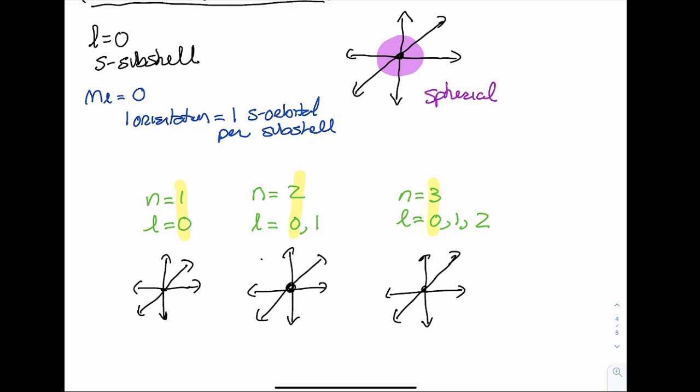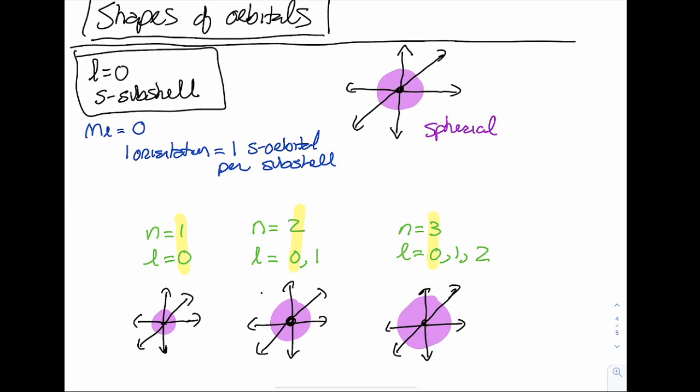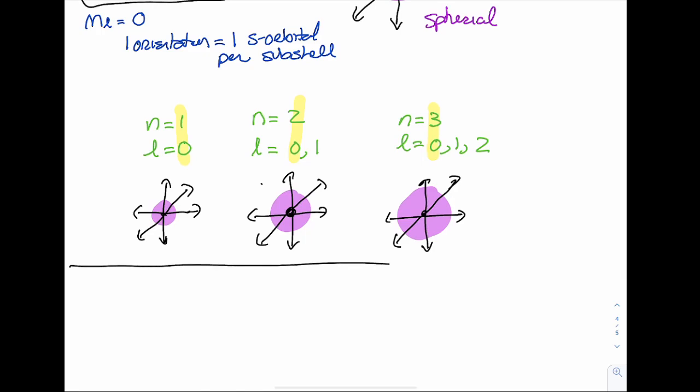In all of these, I'm going to have a sphere. It's just going to be smaller when n is equal to 1, a little bit bigger when n is equal to 2, and bigger yet when n is equal to 3. Because remember, n is defining its extension to space. So that purple region of space that we're drawing extends further away from the nucleus as my value gets bigger. But for all of them, because L is equal to 0, it is going to be spherical. So these are our shapes for when L is equal to 0.